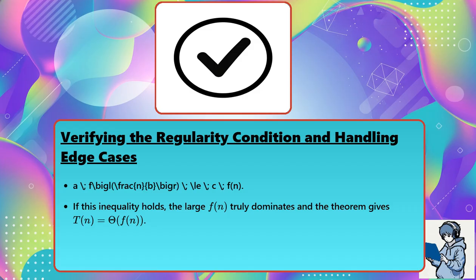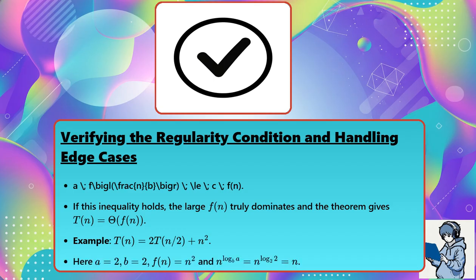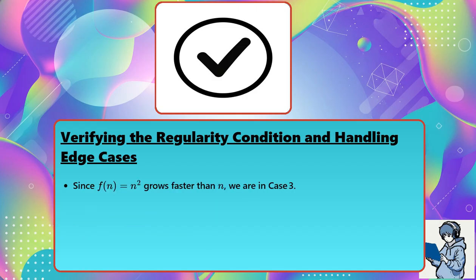of f of n. Example, T of n equals 2T of (n divided by 2) plus n squared. Here a equals 2, b equals 2, f of n equals n squared, and n to the log base b of a equals n to the log base 2 of 2 equals n. Since f of n equals n squared grows faster than n, we are in case 3.